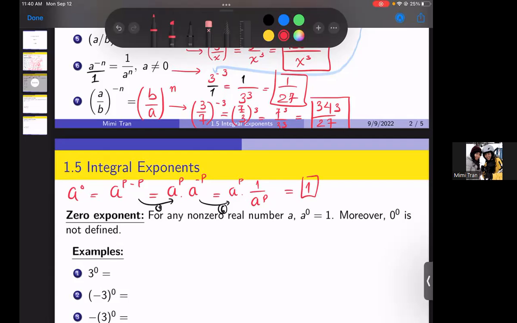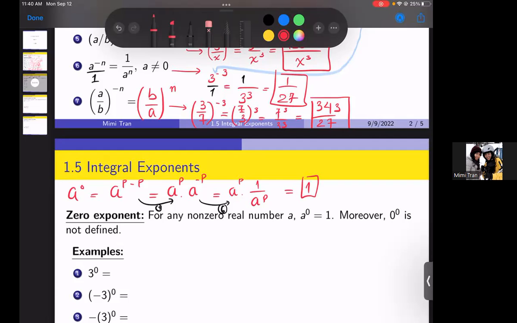Okay, you can answer this now. Why is 0 to the power 0 undefined? I'll give you 2 bonus check marks on your first exam if you can answer that question. You can't make any fraction out of that.